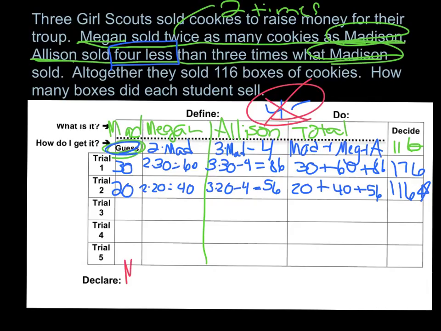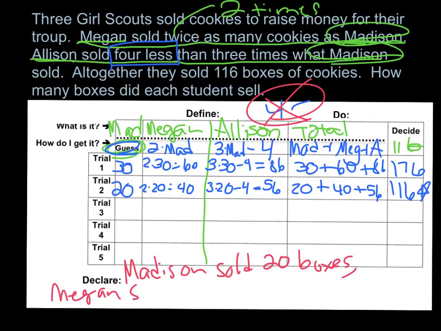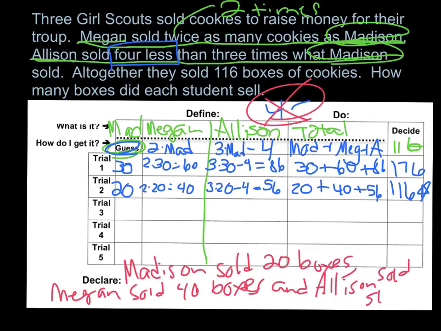I know that Madison sold 20 boxes. Megan sold 40 boxes. And Allison sold 56 boxes. And I'm done. If you have other questions, ask your teachers.